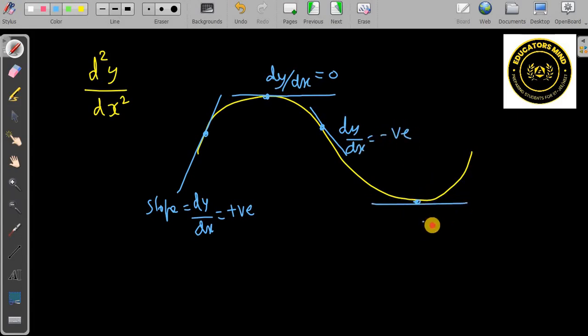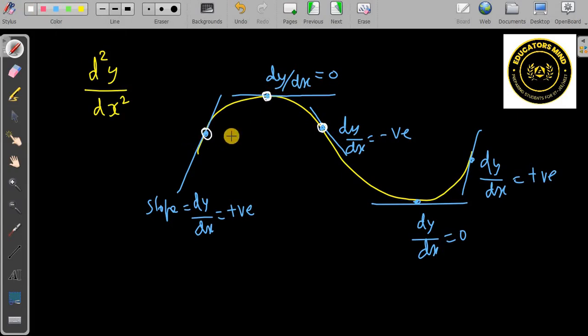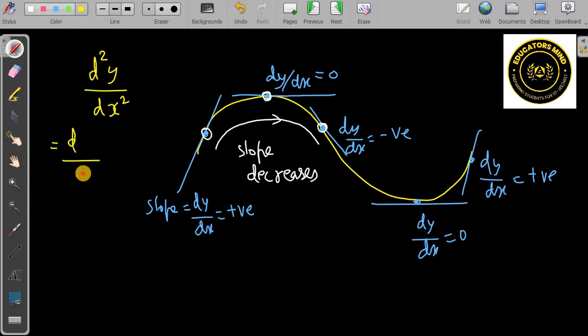Similarly here dy by dx is 0. Again on this side when you go, dy by dx is positive, right? So now you can understand that at this point it is positive, then dy by dx is 0, then dy by dx is negative. So the slope is decreasing as the value of x is increasing. That means as we are going from left to right, the slope is decreasing, right? From here to here as we are going, the slope decreases.